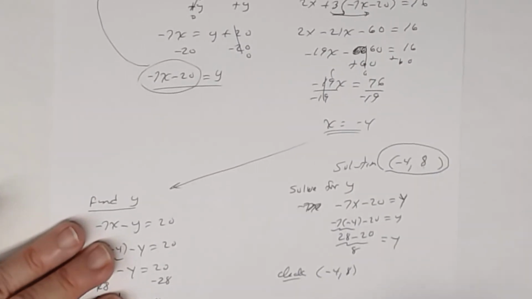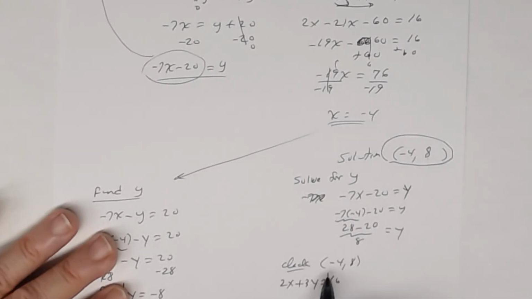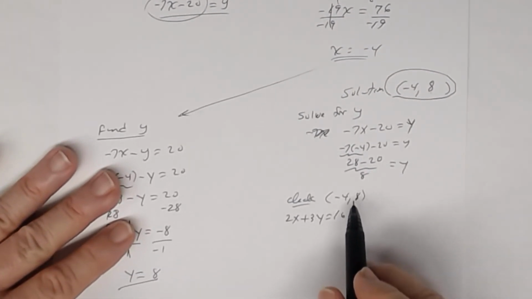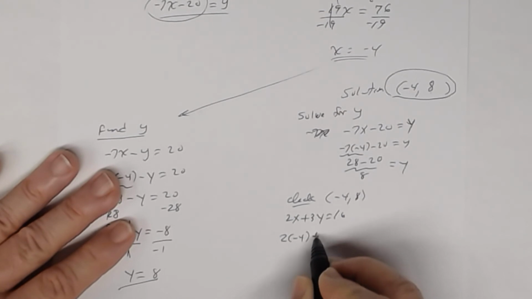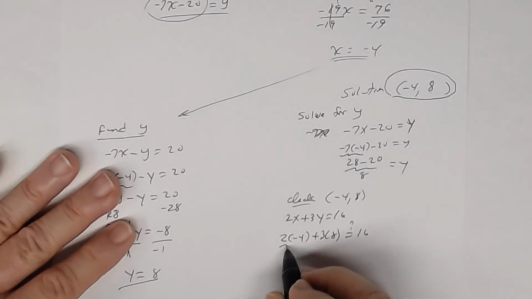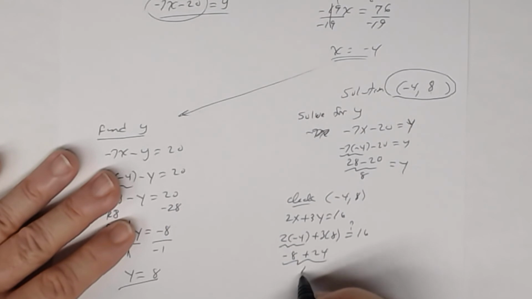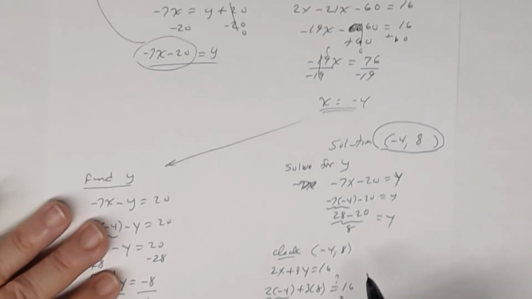All right, so let's check. Here's the first equation, 2x plus 3y equals 16. In place of x, substitute negative 4, and in place of y, substitute 8. So I get 2 times negative 4 plus 3 times 8, and I want to see if that equals 16. 2 times negative 4 is a negative 8, 3 times 8 is 24. Negative 8 plus 24 is 16. So far we're good.